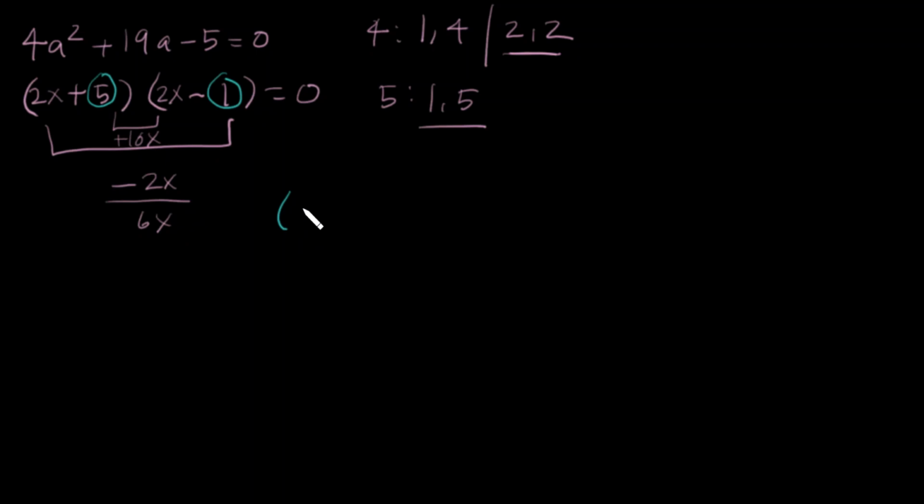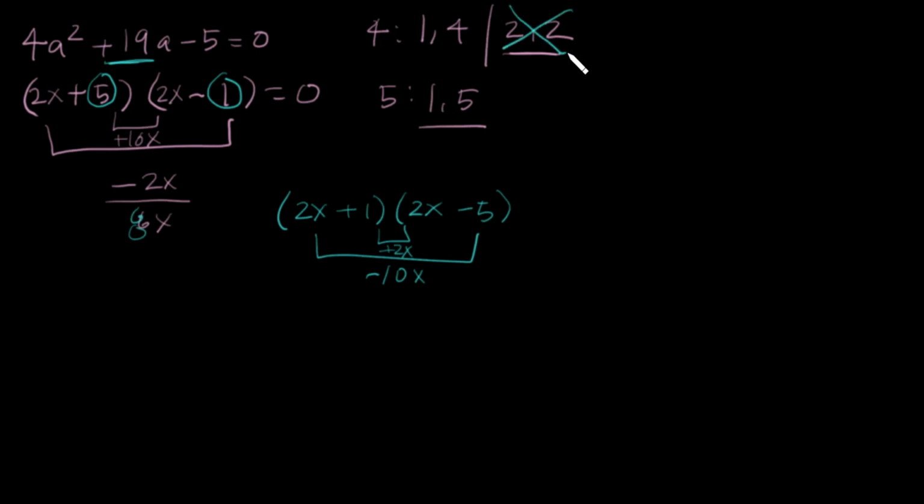Okay, so that is a 2x plus 1 and a 2x minus 5. Do the outer, that's a -10x. Do the inner, that's a plus 2x. That still gives me, whoops, that was actually a negative. That was a positive 8. This is a -8. Nope, I'm trying to get to a 19 here. So I'm just going to say 2 and 2 doesn't work. Okay, let's try 4 and 1 this time.